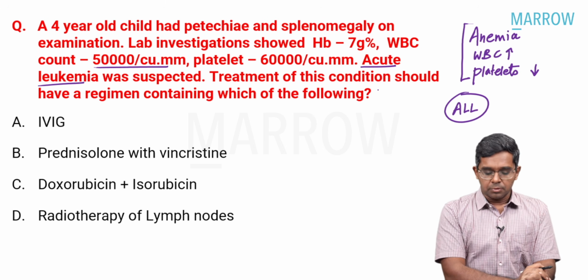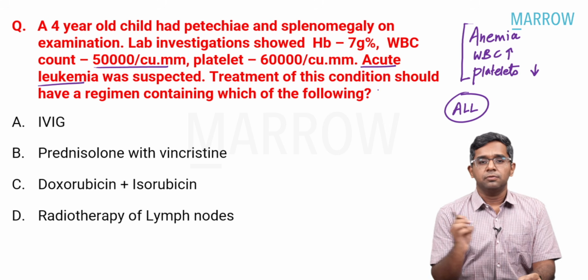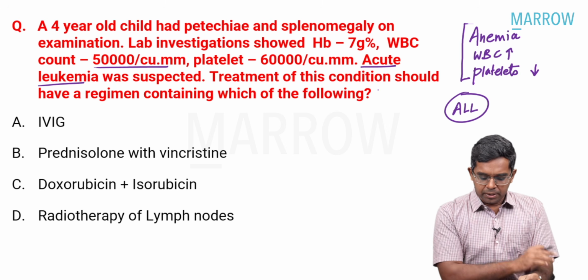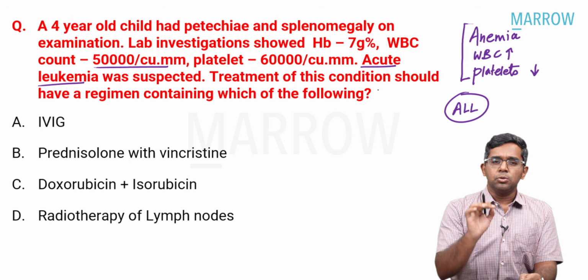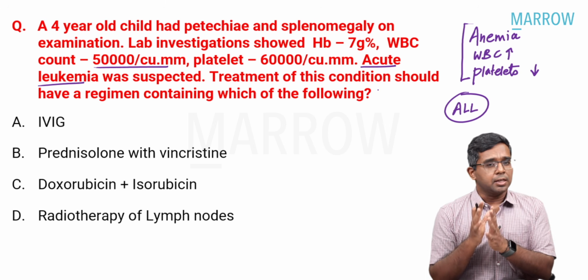Treatment of this condition should have a regimen containing which of the following? IVIG, prednisolone with vincristine, doxorubicin plus idarubicin, and radiotherapy of lymph nodes. Usually remember, we treat with chemotherapy only.